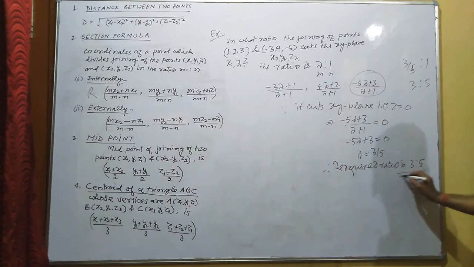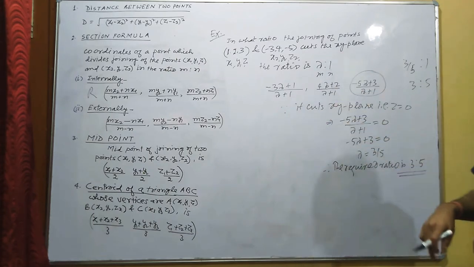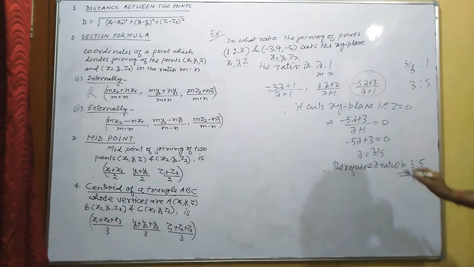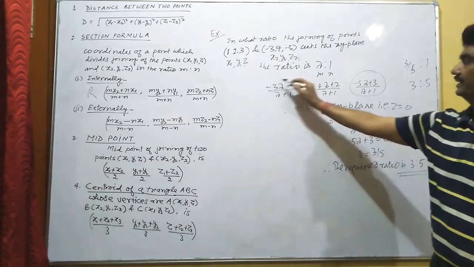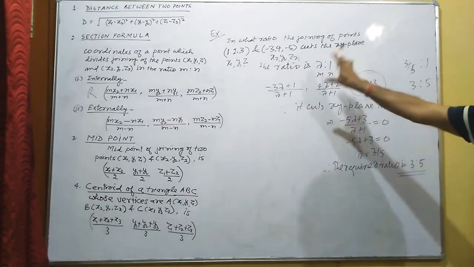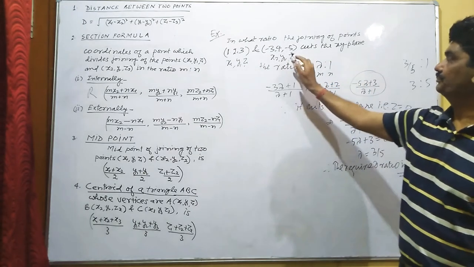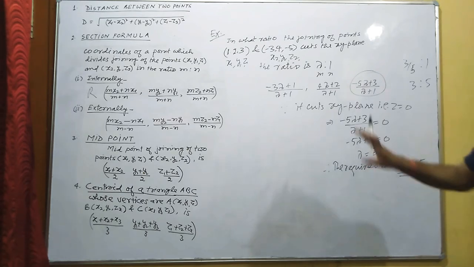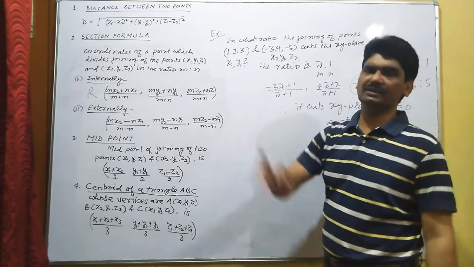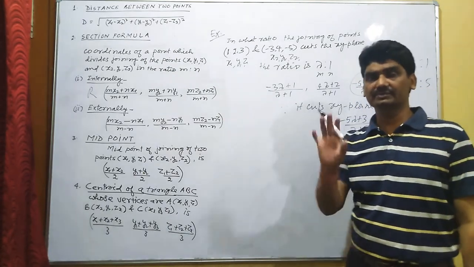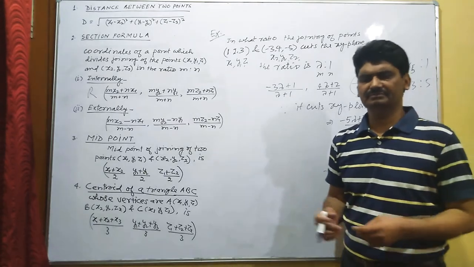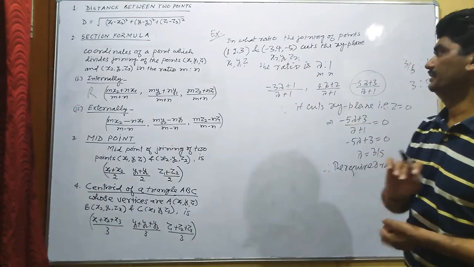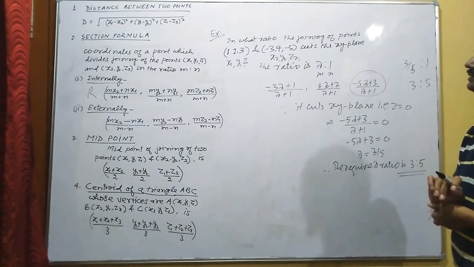If we want to find the coordinates of this point, we put the value of lambda, 3 upon 5, here, and calculate. So we can also find the coordinates where the joining of these points cuts the xy plane. Similarly, there are other problems. The important problem in the application of the section formula is to find the ratio. Other things like the point's coordinates we can find easily, but this problem, in which we are asked the ratio, is important.